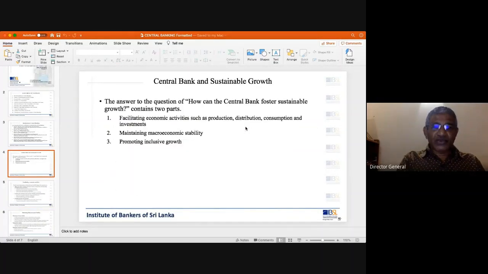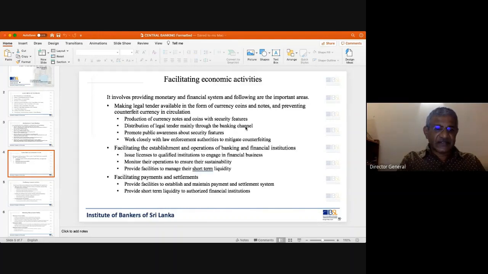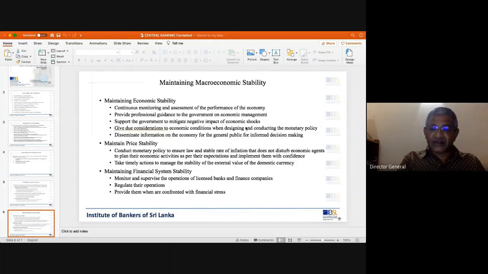If we go back to our original one, we said, how can the central bank facilitate sustainable growth? That is central bank and sustainable growth. There we identified three different main areas. One was facilitating economic activities such as production, distribution, consumption, and investment. That part we discussed. And then maintaining macroeconomic stability. That also we discussed. Now we are going into details of maintaining macroeconomic stability.